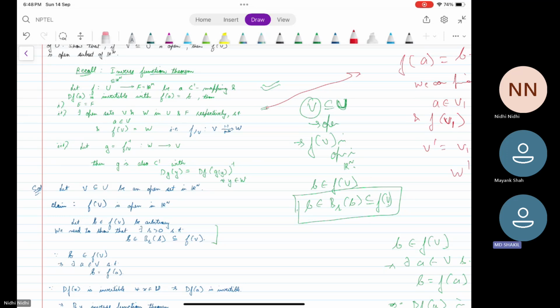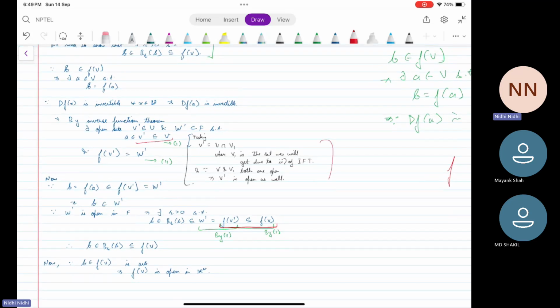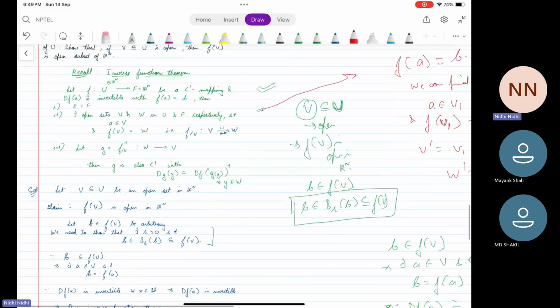Okay, ma'am. So that's what we need to use. I think I'll have to check this again. This point of intersection, this argument, I'll have to check again. Here V1 is open in Rn, I think, no? Yeah, Rn. Everything is in Rn.